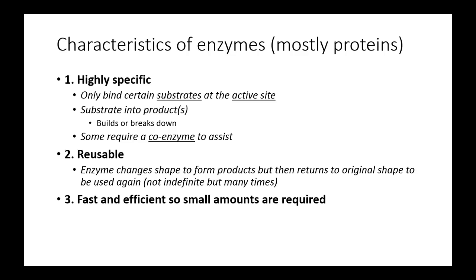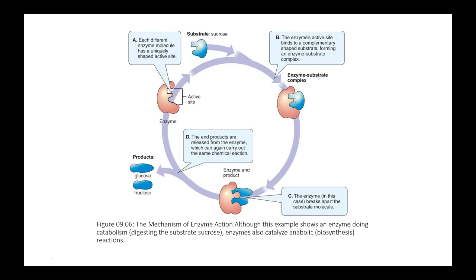And so the substrate actually binds to the enzyme at what's called an active site, and because it does that, then this reaction occurs. The good news is once the reaction is done, they are reusable. So the enzyme changes shape while it's actually forming the products, but then it goes back to its original shape to be able to be used again. It can't be used over and over indefinitely, but certainly many, many times. So cells don't have to keep making those over and over. They're fast and pretty efficient, so they don't need a lot of them. But again, there's a lot of different ones inside the cell, so they're definitely very important.